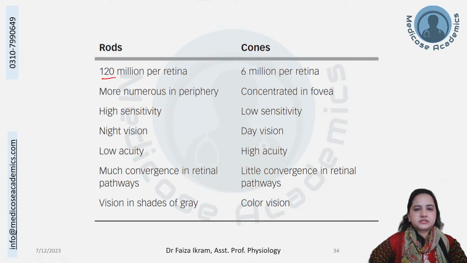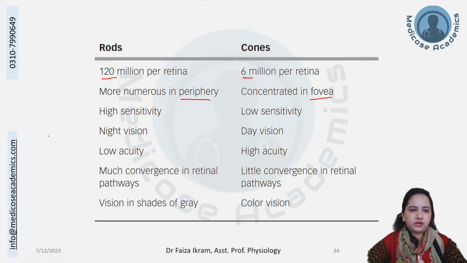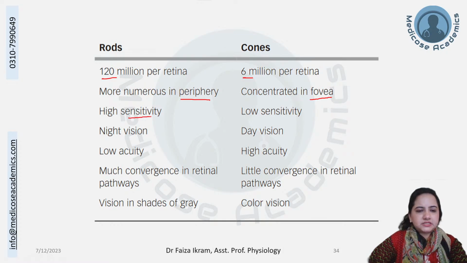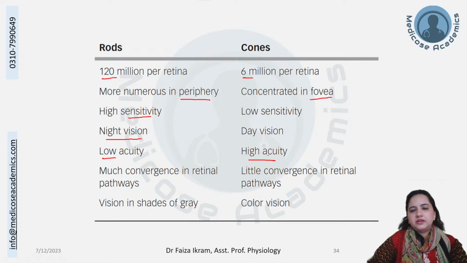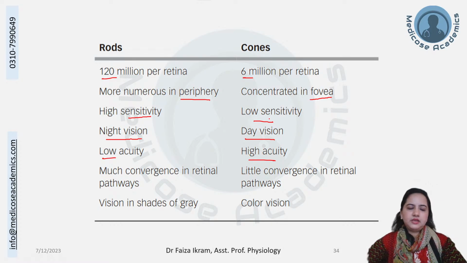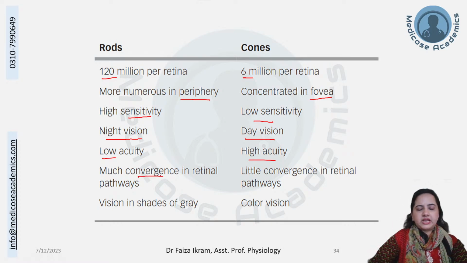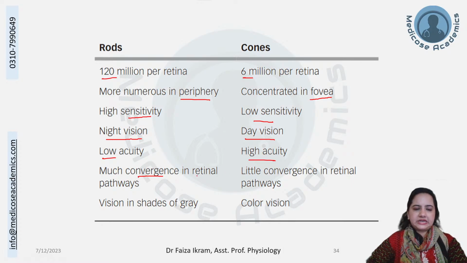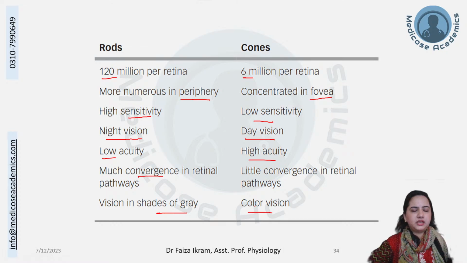There are many more rods as compared to cones in the retina. Rods are more in the periphery as compared to cones, which are more abundant at fovea. Rods have more sensitivity. They are involved in dim light, night vision, but they have low acuity. In comparison, cones have high acuity. They are involved with day vision, but at the cost of low sensitivity. Rods converge much more as compared to cones in the retinal pathways. Ultimately, rods are involved in black and white vision and cones are involved in the color vision.